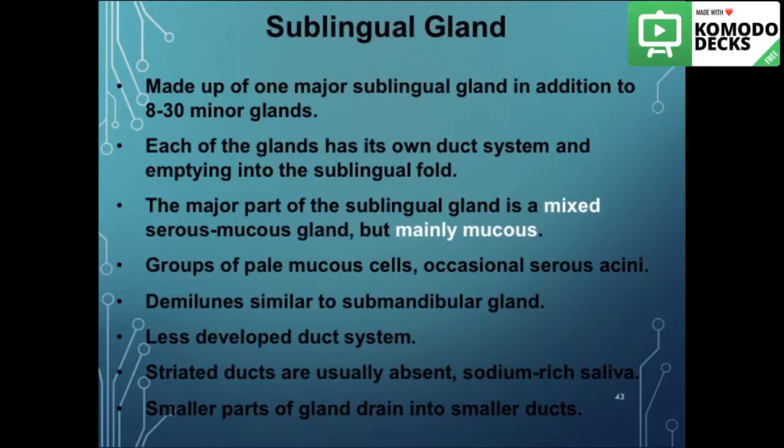Why do we have a less developed duct system when the secretion is more mucus in consistency? It is more difficult to be transported through the duct system, especially the very small in size. Hence, the sublingual gland has the lesser development of the duct system because it is predominantly mucus.